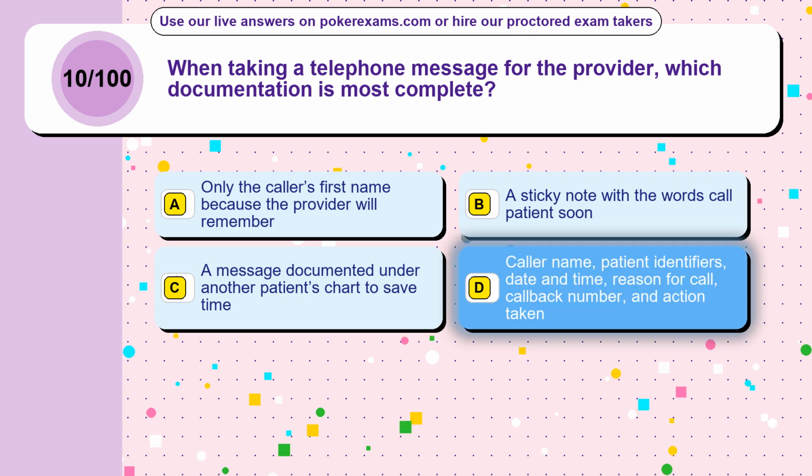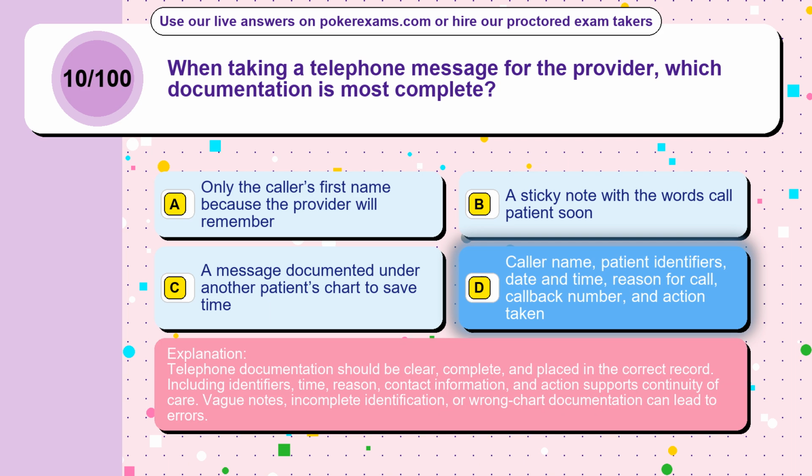The correct answer is option D. Caller name, patient identifiers, date and time, reason for call, callback number, and action taken. Telephone documentation should be clear, complete, and placed in the correct record. Including identifiers, time, reason, contact information, and action supports continuity of care. Vague notes, incomplete identification, or wrong chart documentation can lead to errors.